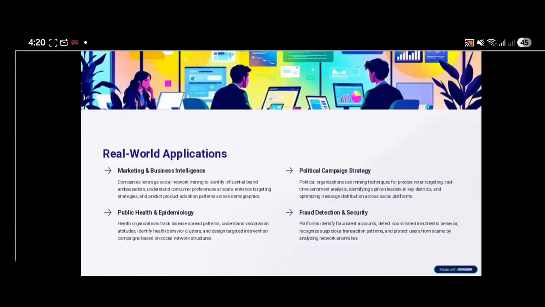In public health, organizations use network analysis to track disease spread patterns, understand public attitudes toward health policies, and design highly targeted intervention campaigns. In political campaign strategy, these techniques are used for precise voter targeting, performing real-time sentiment analysis of public opinion, and identifying key opinion leaders in specific districts to help optimize a campaign's message. And in fraud detection and security, platforms analyze network anomalies to identify fraudulent accounts, detect coordinated bot behavior, and recognize suspicious transaction patterns to protect users from scams.